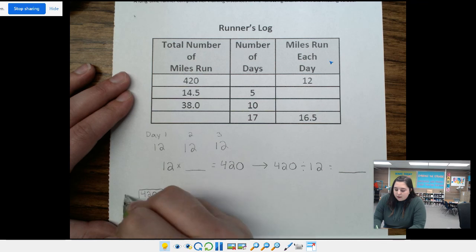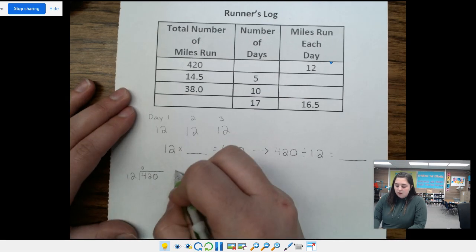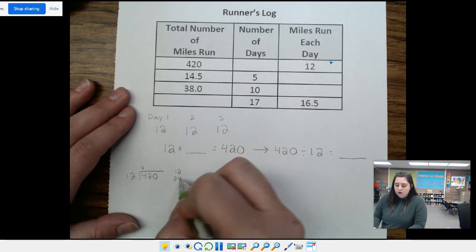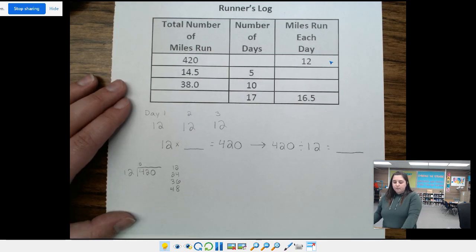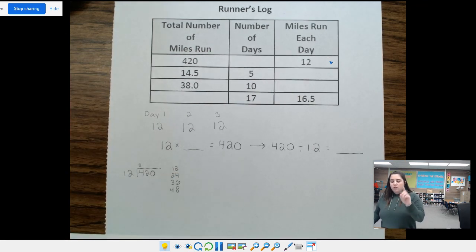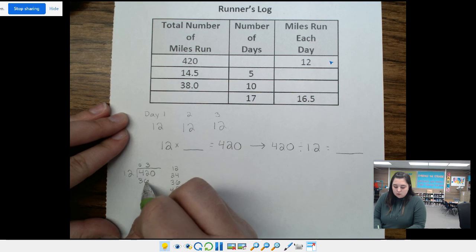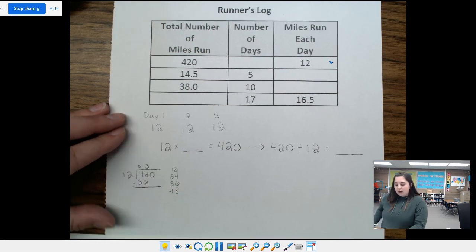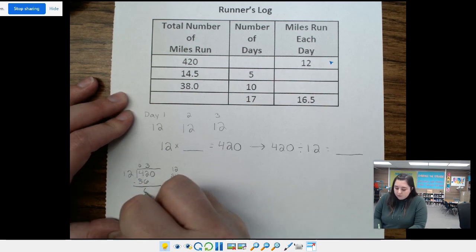So let me solve for that. 420 divided by 12. 12 can't go into 4. 12 can go into 42. How many times? Can we count by 12s? 12, 24, 36, 48. Oh, too much. So it can go in 12, 24, 36. So 3 times, which was 36. We subtract 42 minus 36. That would be 6.